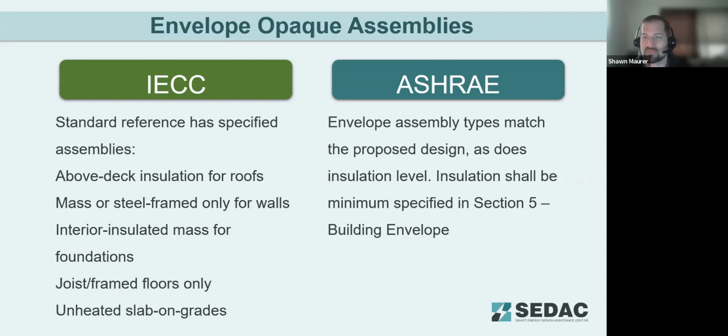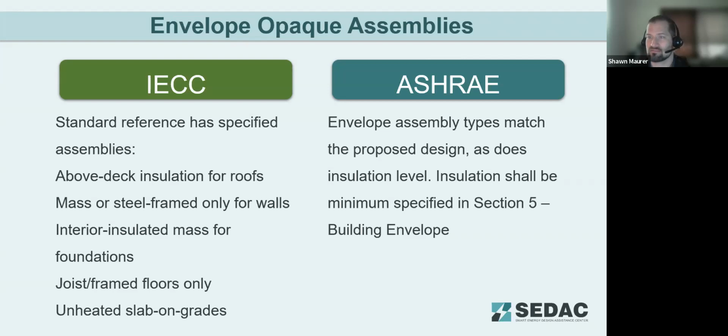The IECC has specific construction assemblies that are required to be used regardless of what's used in the proposed design. And so the IECC's standard reference design has to have above deck insulation for roofs. You have to use mass or steel framed walls for commercial facilities. If you're using mass walls for your foundation, it has to have interior insulation. Your floors have to be joist framed, and you have to use unheated slab on grades for your standard reference design. Your proposed design can use exactly what you're using.